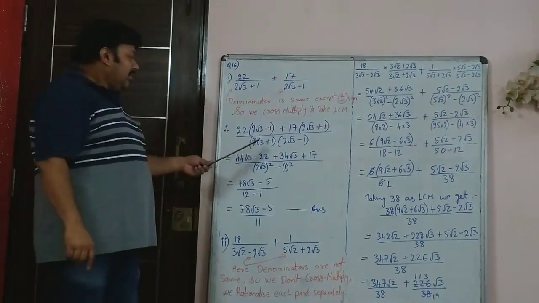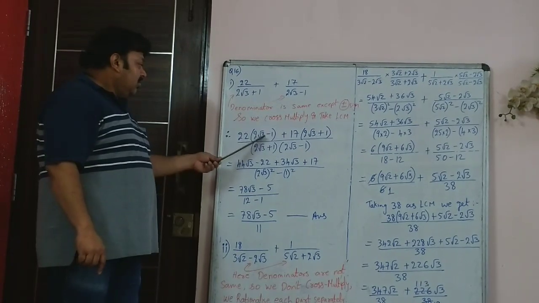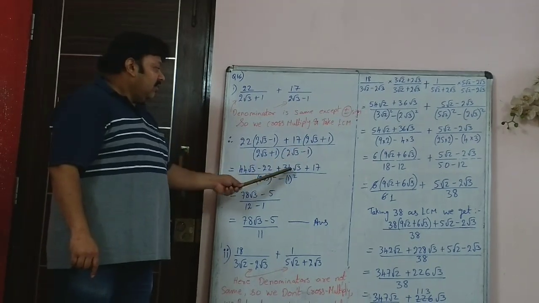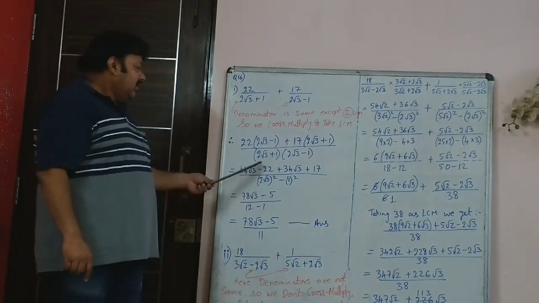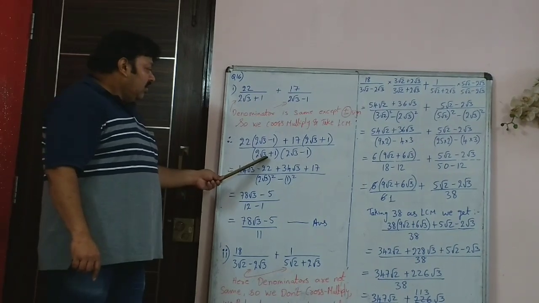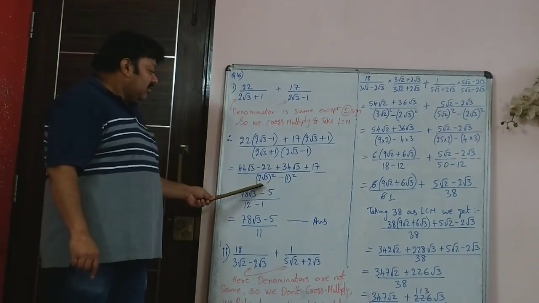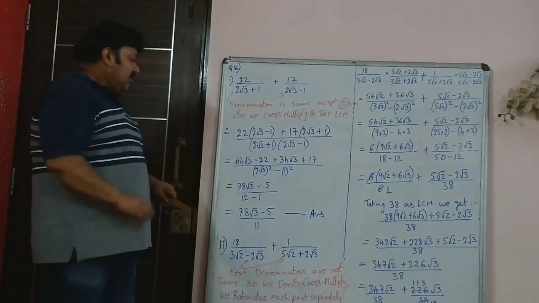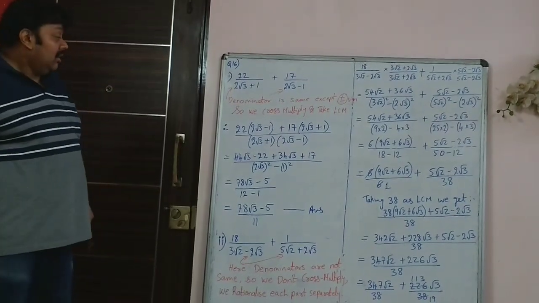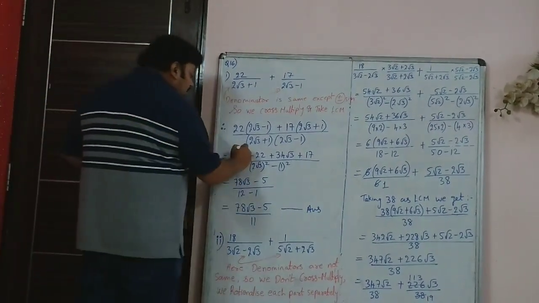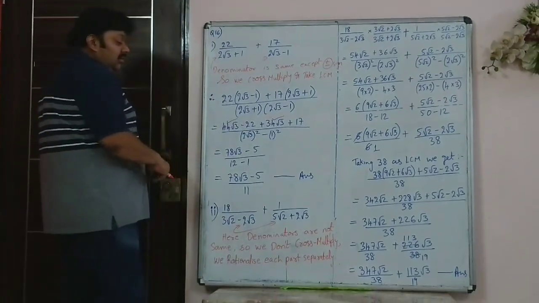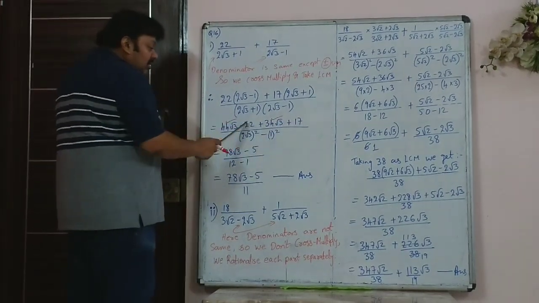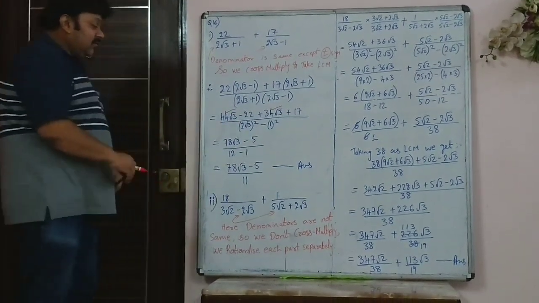So therefore when you open the bracket, it becomes 44 root 3 minus 22, 34 root 3 plus 17, this is 4, this is 2 root 3 the whole squared, so it is 4 into 3, 12, minus 1 the whole squared is 1. So now you have to pair and add the like terms. So this term you will pair with this. So it becomes 78 root 3. And these both terms you pair, it becomes minus 5.